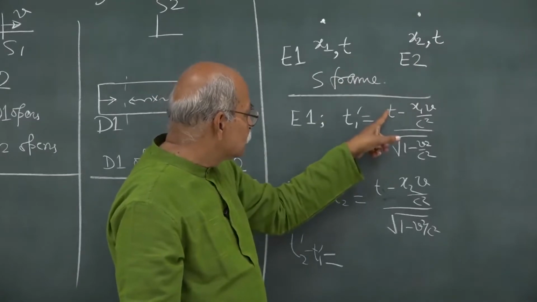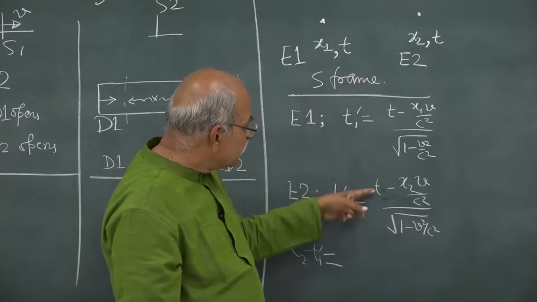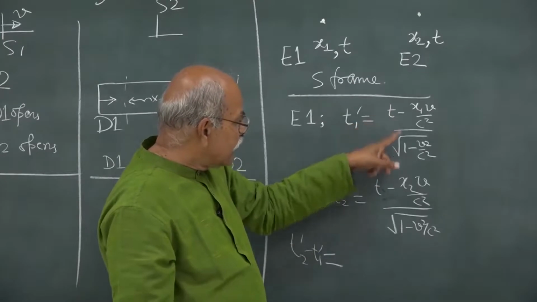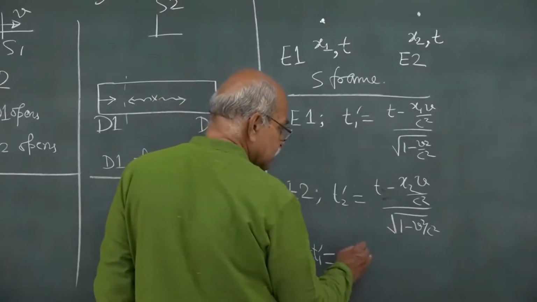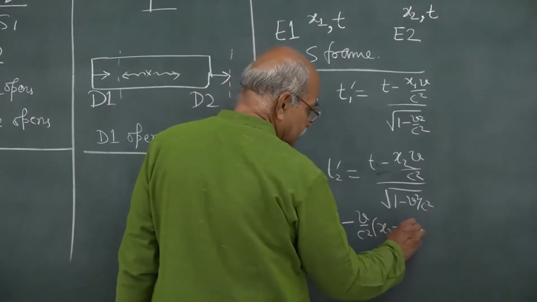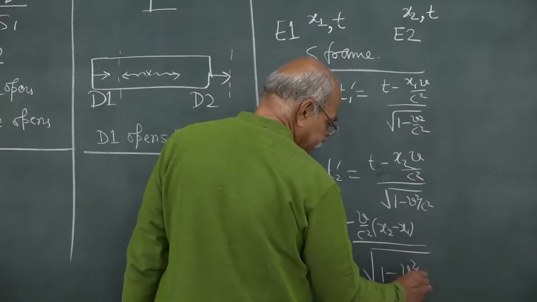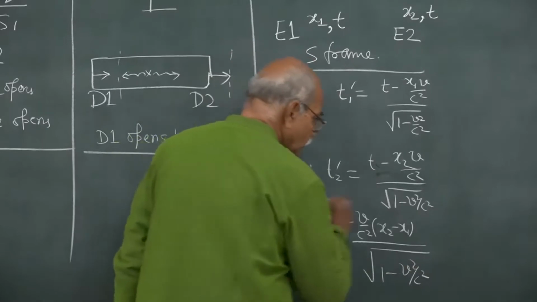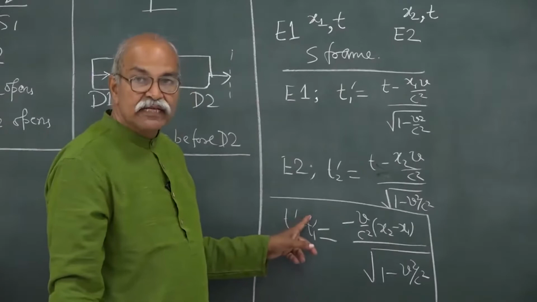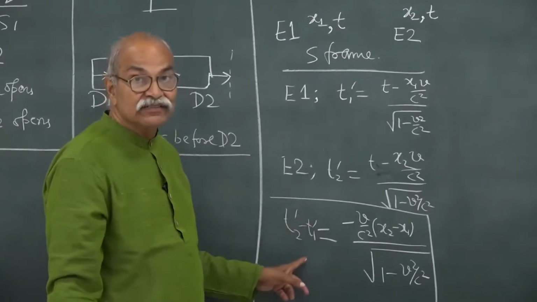So, both here also you have to write t and here also you have to write t, and you subtract and this cancels out. This cancels out, and then if you take minus v by c square common, x2 minus x1, and then divided by square root 1 minus v square by c square. So, what you see, t2 prime minus t1 prime is not 0. So, they are not simultaneous.